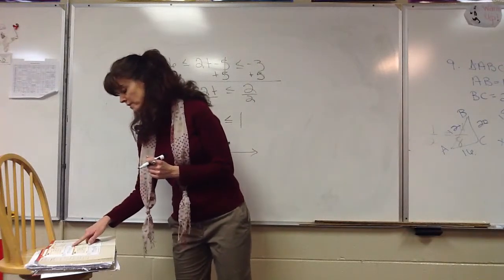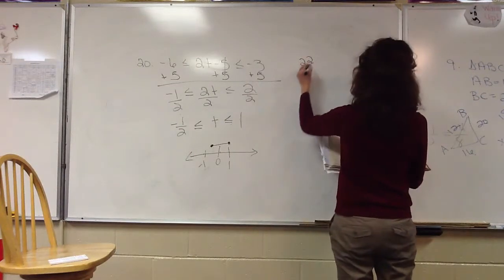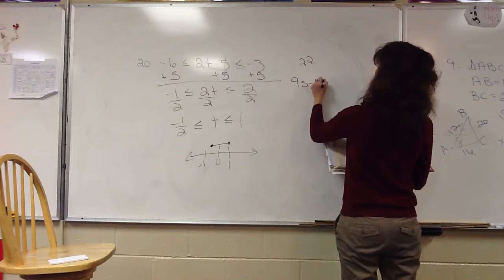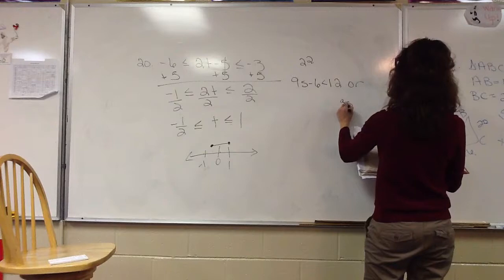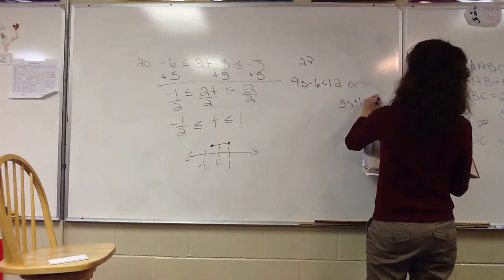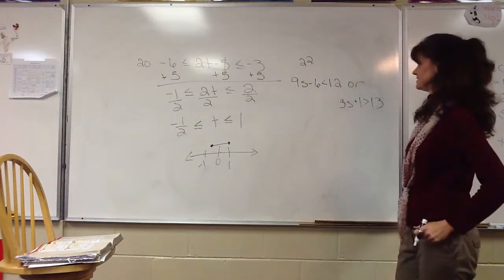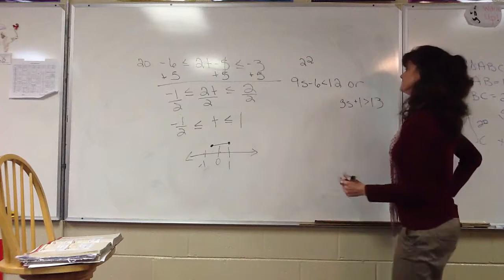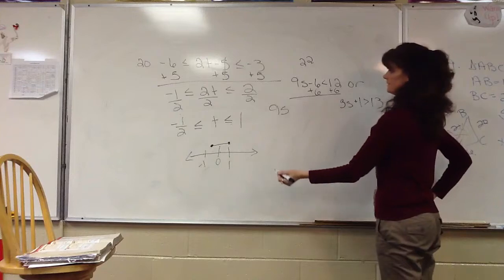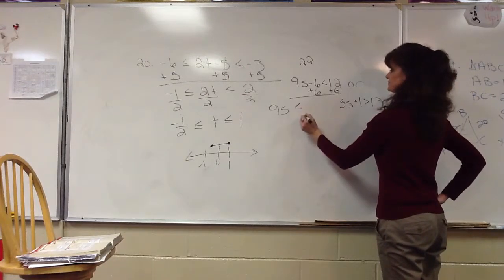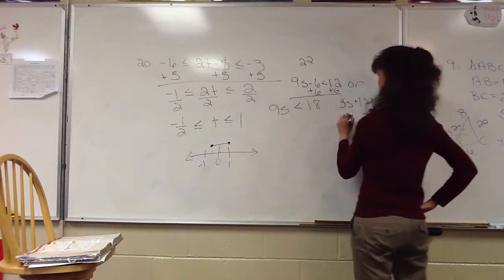All right, let's do another one. Let's do an or. So let's jump down and look at number 22. I have 9s minus 6 is less than 12, or 3s plus 1 is greater than 13. Okay, Zoe, I'm going to come back to you. First you would add 6 to each side, so 9s is less than 18.